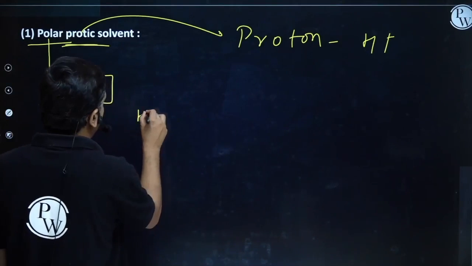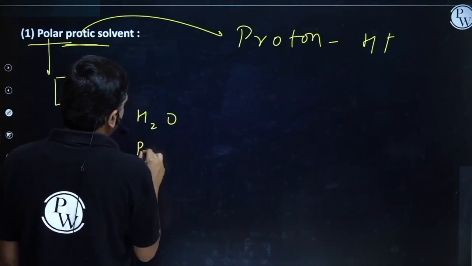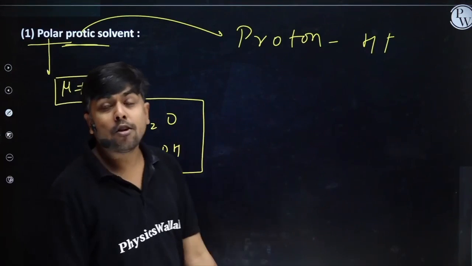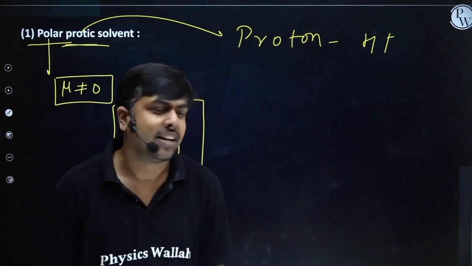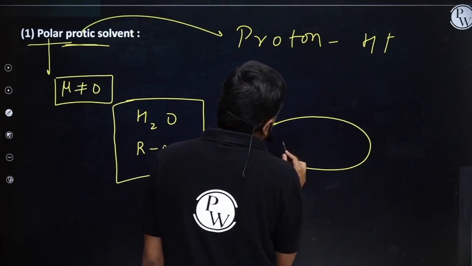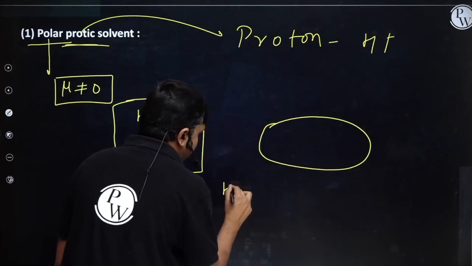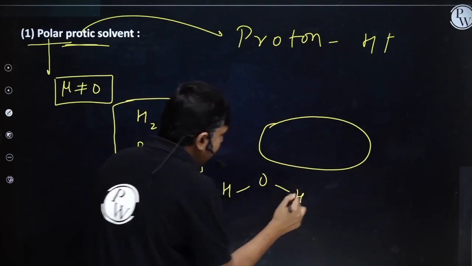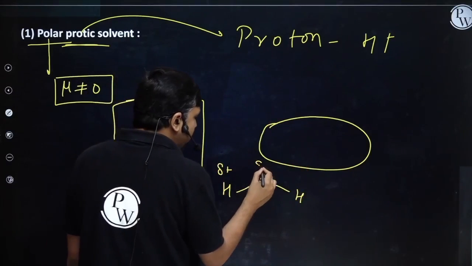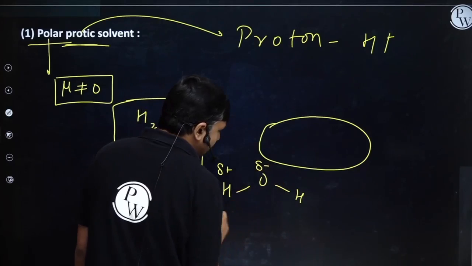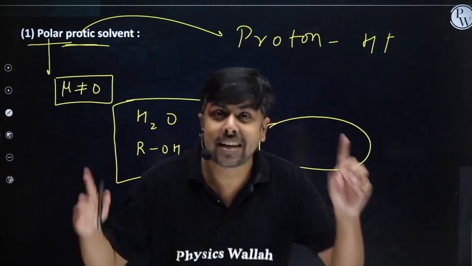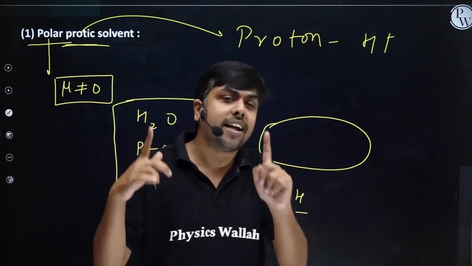The best example, water, ROH, right? These are the examples of polar protic solvent. Students, if I talk about this polar protic solvent, they are having like water, HOH. If I talk about this water molecule, hydrogen will have delta positive, oxygen will have delta negative. Am I clear? So students, such solvent can solvate cations as well as anions.